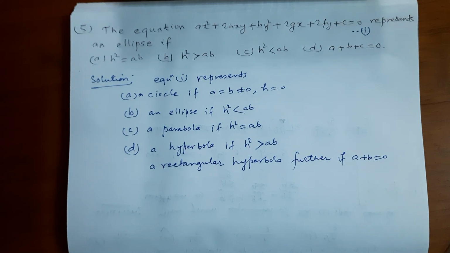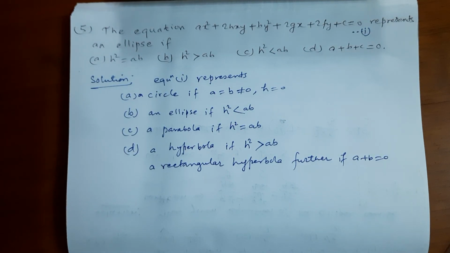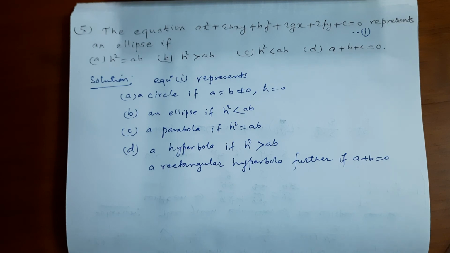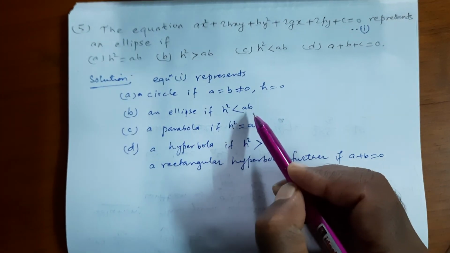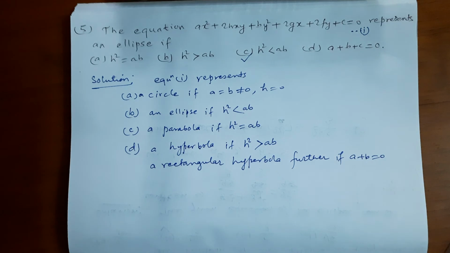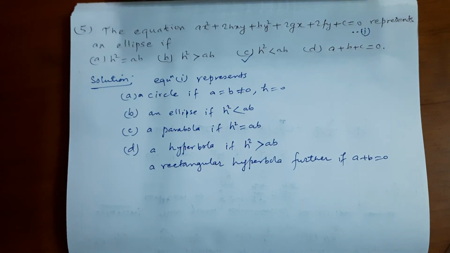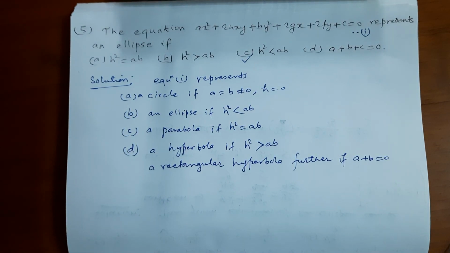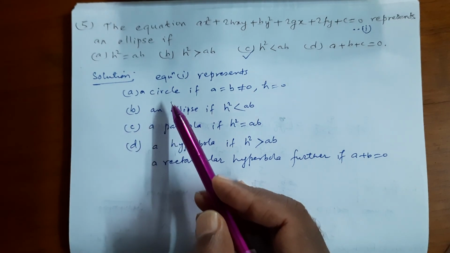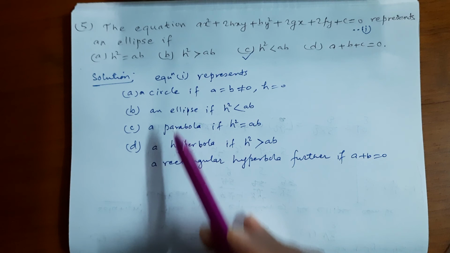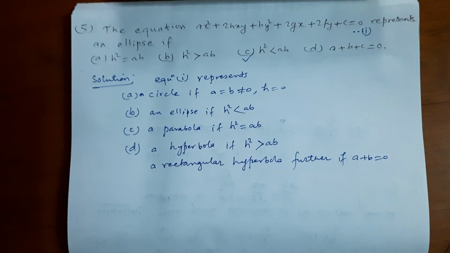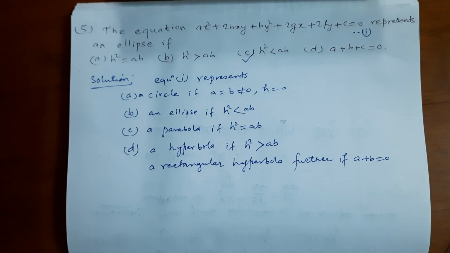So here it represents an ellipse if h square is less than ab. So the correct option is option C. In this way, if an ellipse is asked, then we can find out whether it represents an ellipse or not, and if the question asks to find correct options for circle, parabola, hyperbola, or rectangular hyperbola, in that case also this can be done easily.